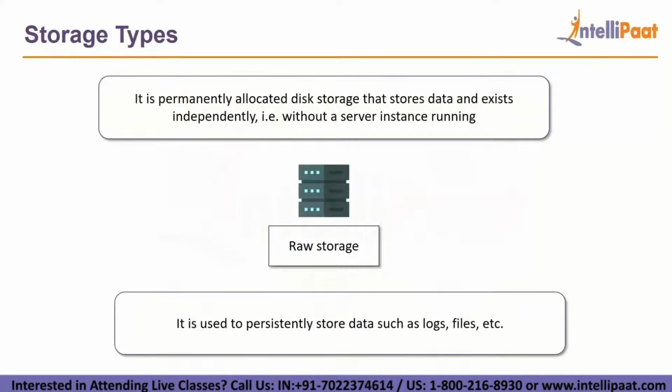The first one is raw storage. It is permanently allocated disk storage that stores data and exists independently, that is, without running server instances. Basically, you can store some data and then forget about it. You don't need to run a server and attach the disk to that server, and so on. So it works completely fine. It is used to persistently store data such as logs, files, etc. So if you have some data that you need to be stored for a long period of time, raw storage is the best option for you.